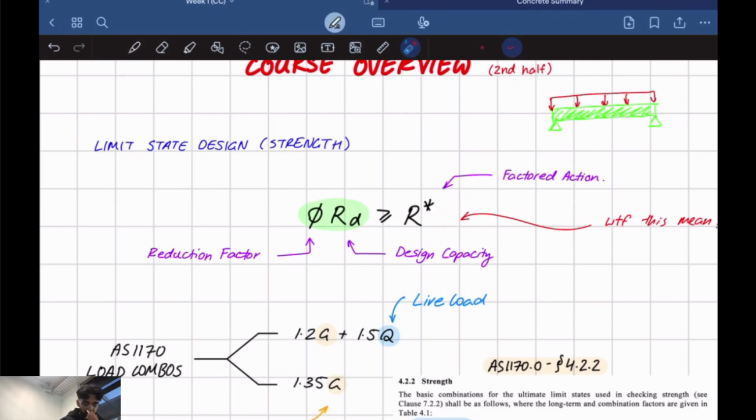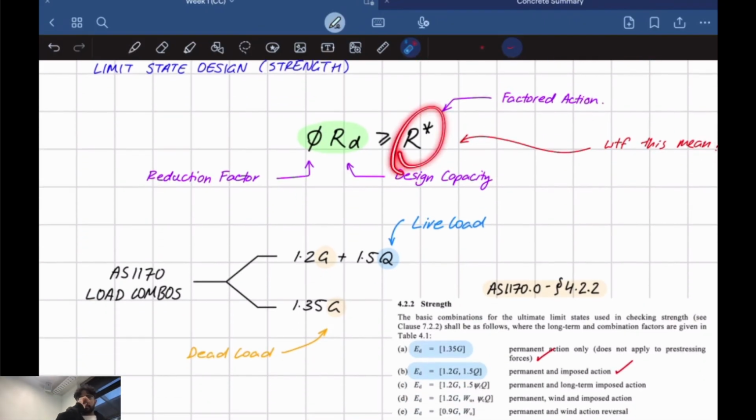I'm going to move on. Essentially, to find our factored action here, we're given some combinations in the standards. There are two kinds of loads: a dead load and a live load. There are also others like earthquake load and wind load, but those aren't covered in the course. The only thing we care about in this course is live load and dead load. Dead load includes self-weight and anything hanging from the ceiling.